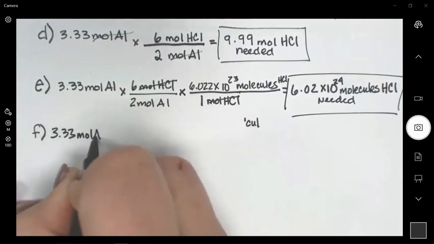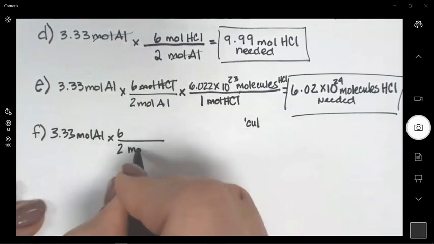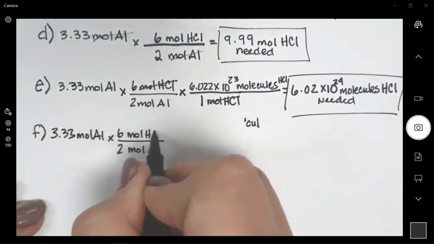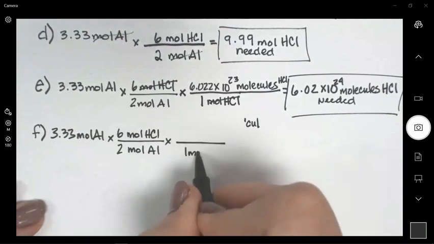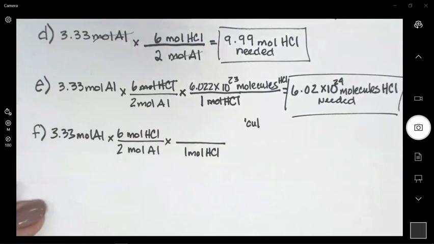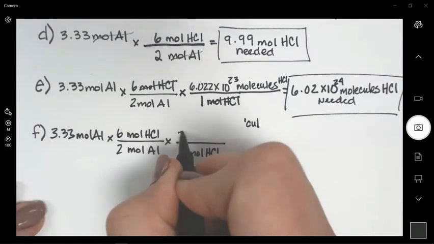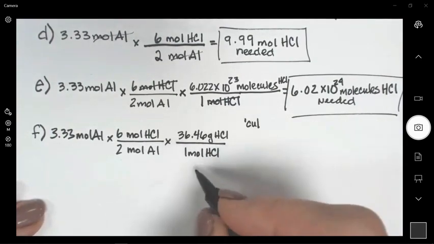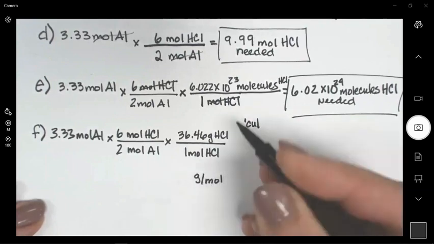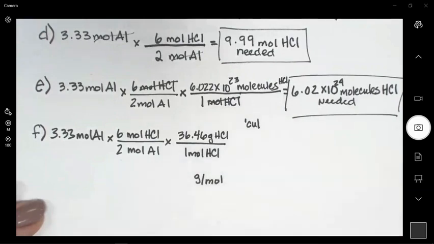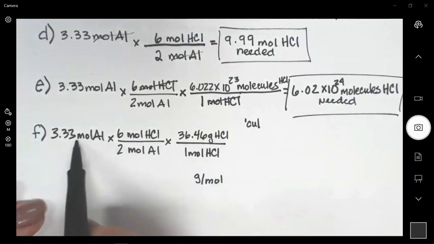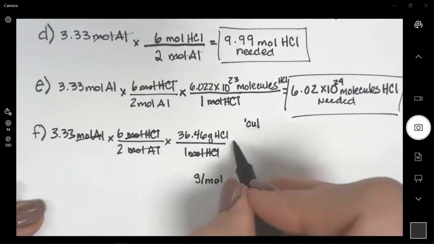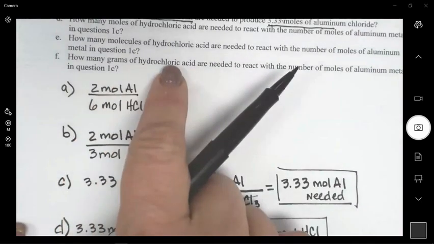3.33 mole aluminum times the mole ratio, because I want to stop talking about moles of aluminum and start talking about moles of HCl. And then 1 mole of HCl is 35.45 plus 1.01, and I get 36.46 grams of HCl. This is the molar mass. Remember, your molar mass is grams per mole. I could also flip it and make it moles per gram if I was given grams and needed to convert to moles. But here, I'm starting with moles and converting to grams. My moles of aluminum are gone. My moles of HCl are gone. I'm left with grams of HCl, and that's what it's asking for.